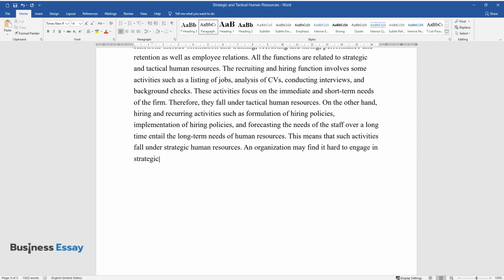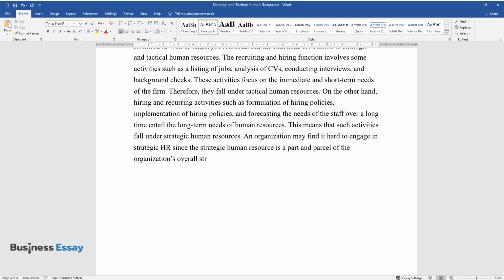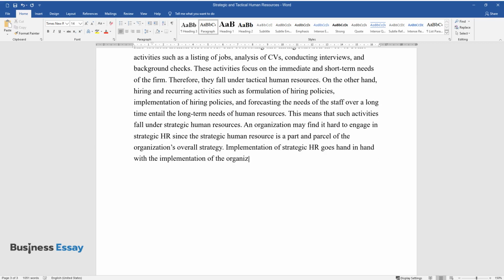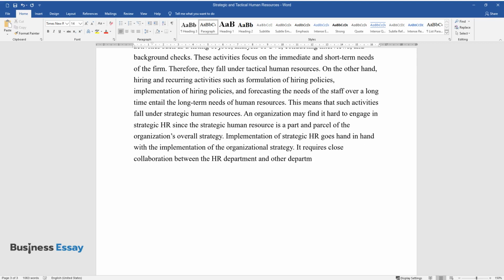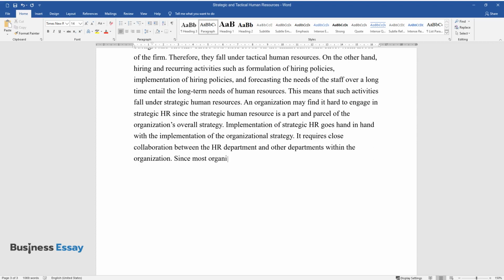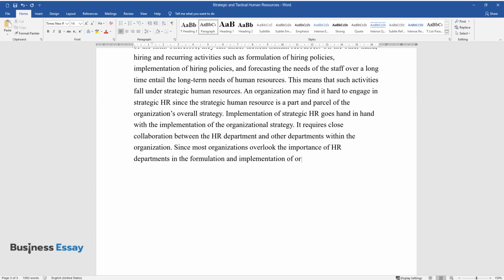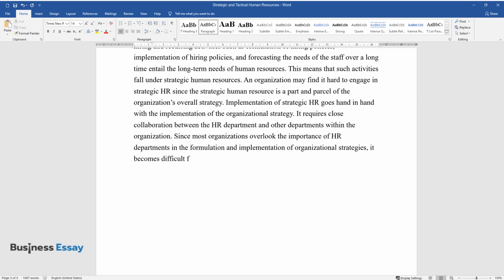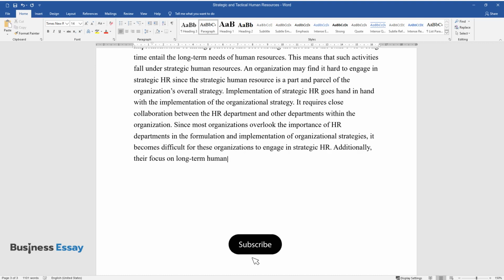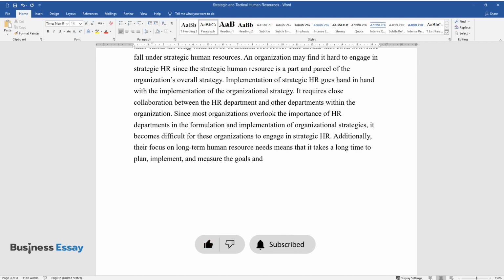An organization may find it hard to engage in strategic HR since the strategic human resource is a part and parcel of the organization's overall strategy. Implementation of strategic HR goes hand in hand with the implementation of the organizational strategy. It requires close collaboration between the HR department and other departments within the organization. Since most organizations overlook the importance of HR departments in the formulation and implementation of organizational strategies, it becomes difficult for these organizations to engage in strategic HR. Additionally, their focus on long-term human resource needs means that it takes a long time to plan, implement, and measure the goals and activities.